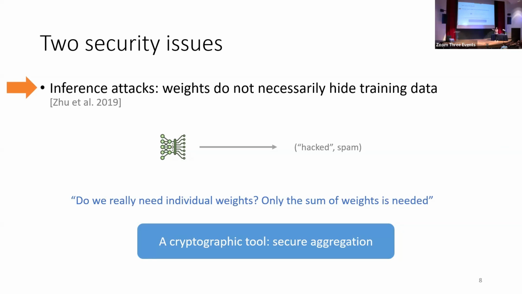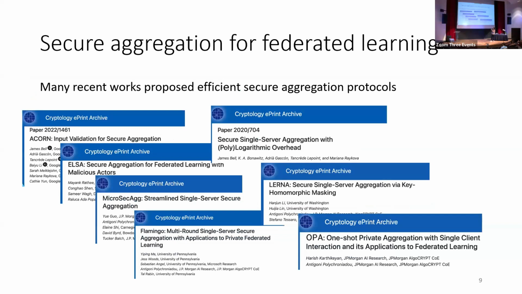Let's take a look at the first issue. Many works have looked at it before, and they solve this problem using so-called secure aggregation, which Harish just covered. The observation is that to train this model in federated learning, the server really needs only the sum of the inputs, not each individual weight. A secure aggregation protocol allows the server to compute the sum of all these vectors from clients without knowing each individual vector. This solves the problem perfectly, and there are many recent works proposing all kinds of efficient secure aggregation protocols.